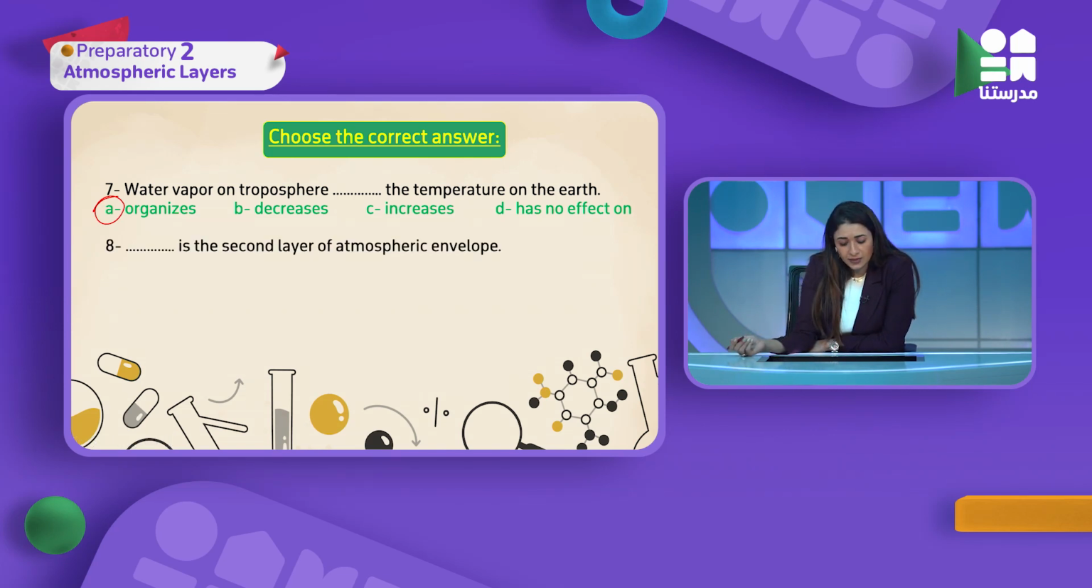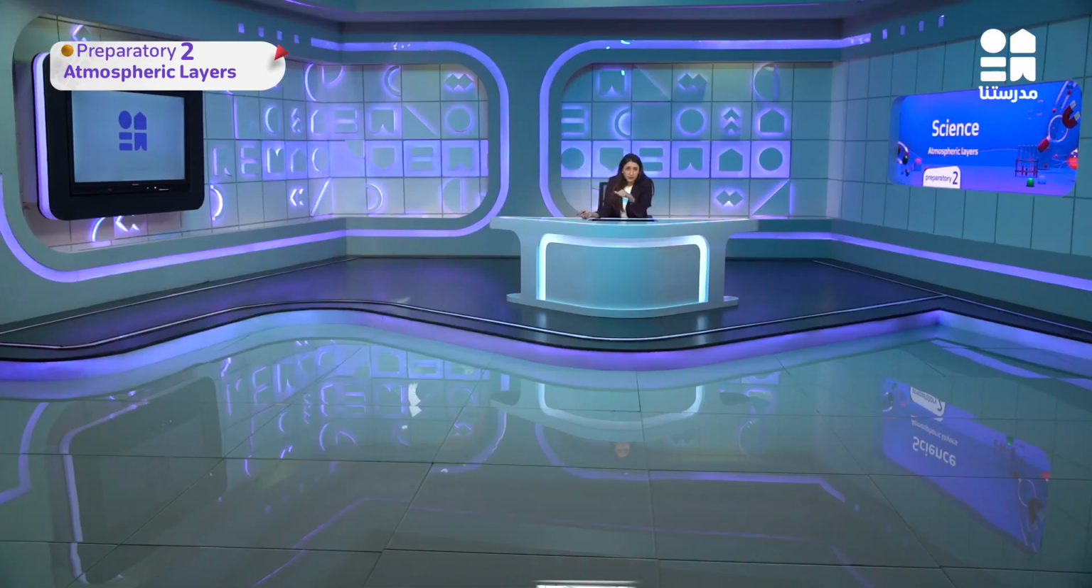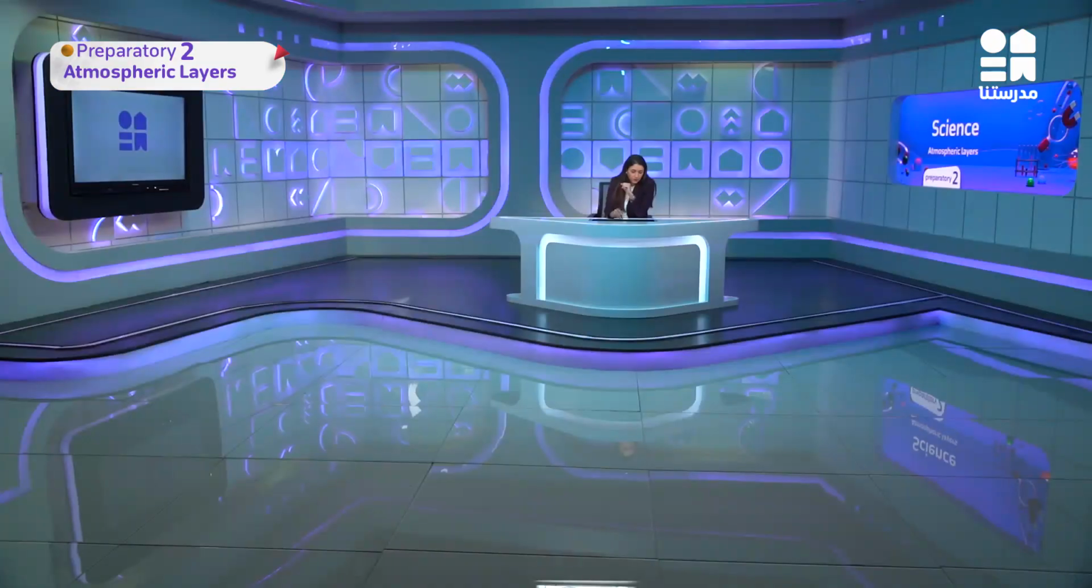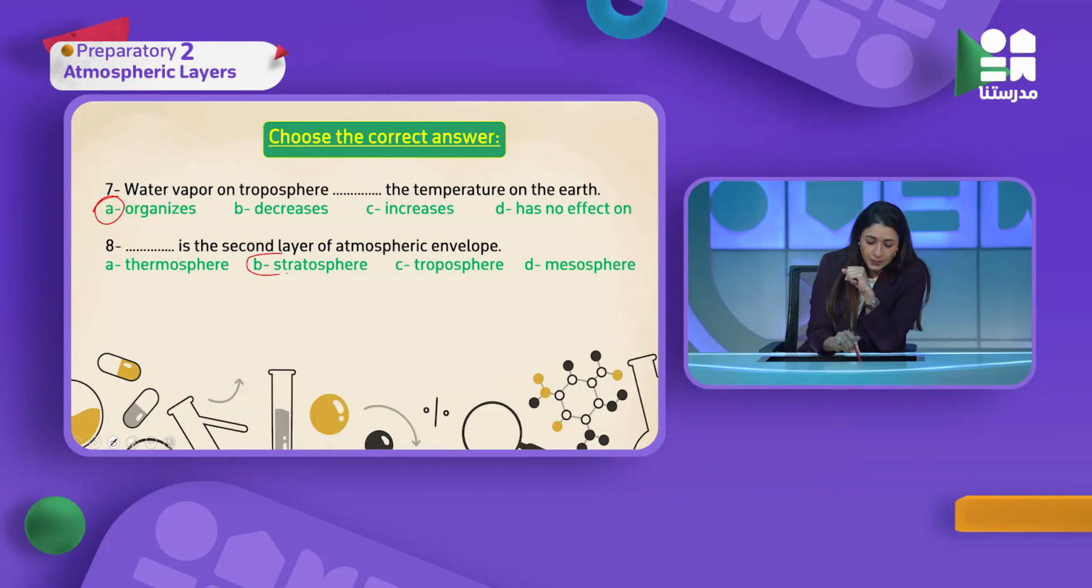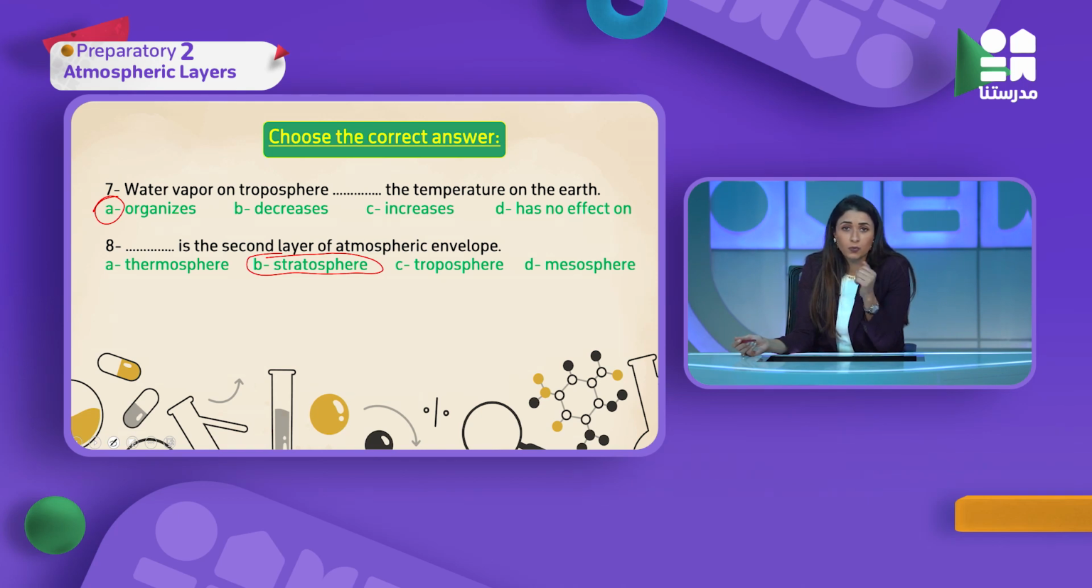Which is the second layer in the atmospheric envelope? The first layer is the troposphere. What is the second one? Thermosphere, or stratosphere, or troposphere, or mesosphere? Of course it will be stratosphere. And if the question says third, it is mesosphere, fourth is thermosphere, first is troposphere. I think they are very easy questions.